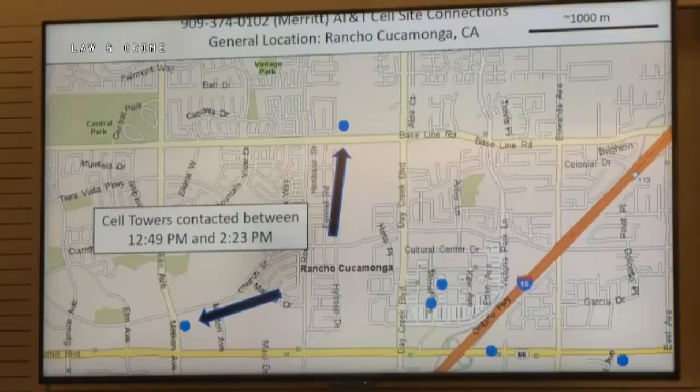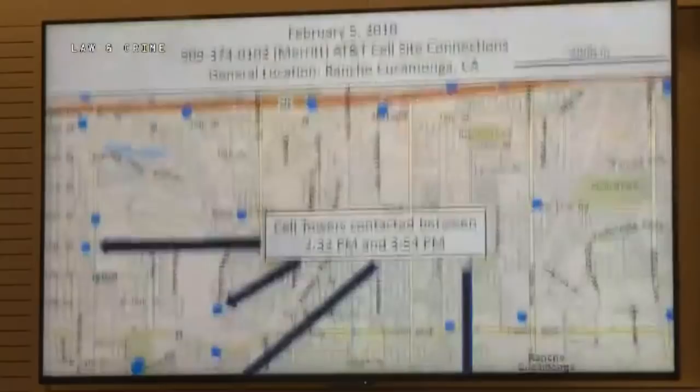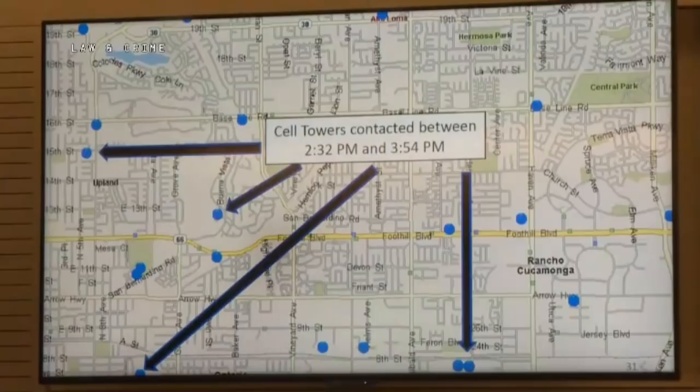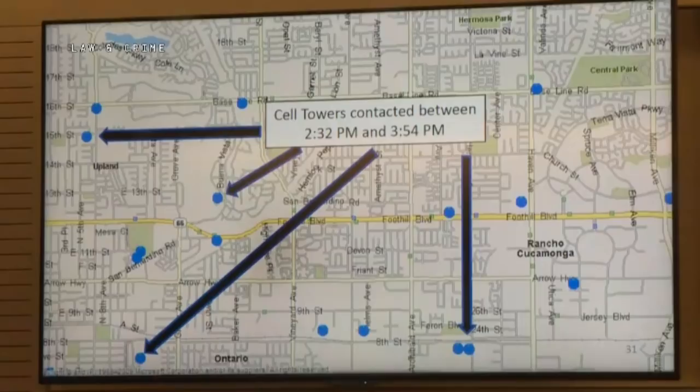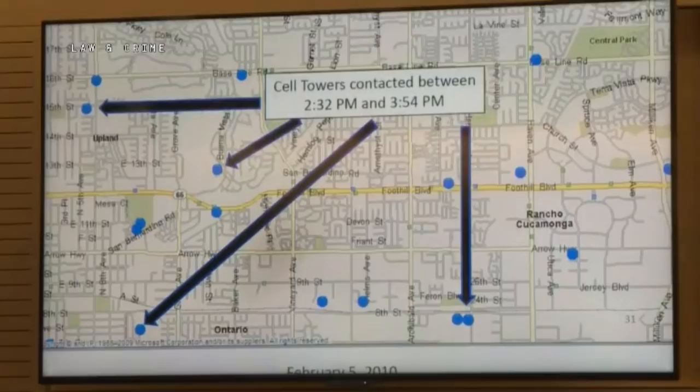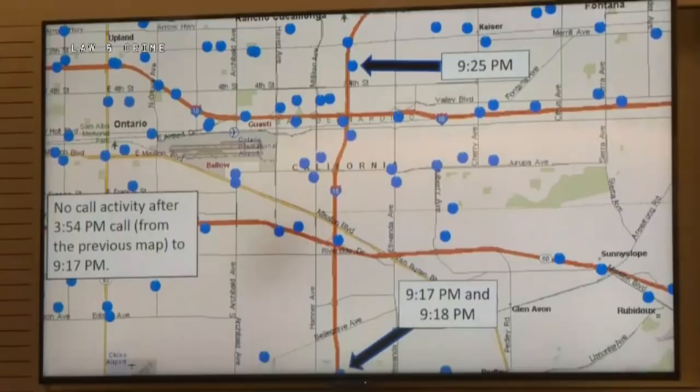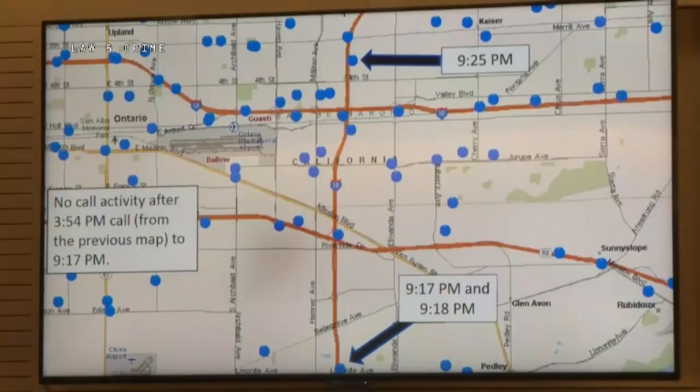So 473, are we still on the 5th? Yes, sir. And these are cell towers connected between 2:32 p.m. and 3:54 p.m. These four towers are connected in the Rancho Cucamonga area. And next would be 474? Yes. Are we still on the 5th? We are. These are three calls, 9:17 and 9:18, connecting to the same tower in the Mariloma area near Limonite and 15, followed by a 9:25 p.m. connection slightly north of that, adjacent to Interstate 15.